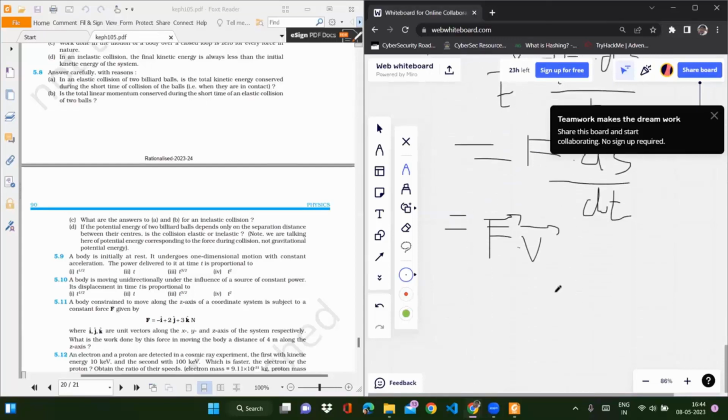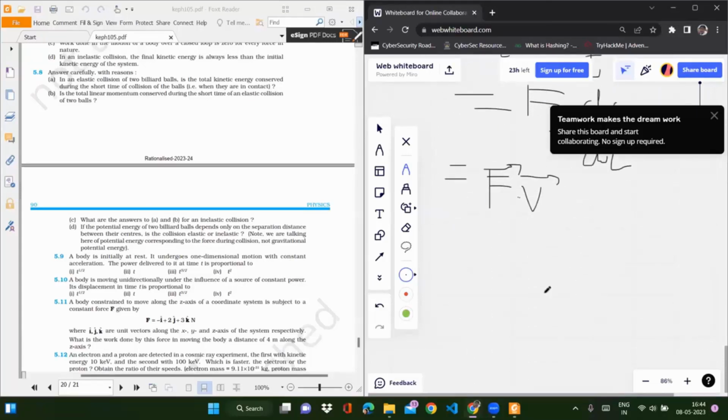So now in this question, it is asked the proportionality of t, the power delivered to it at time t is proportional to. So the power proportionality with time. So for this, as the acceleration is constant, F can be given as F is equal to ma. And as it is constant, there is no time dependency. Mass into acceleration, acceleration is constant, there is no time dependency.